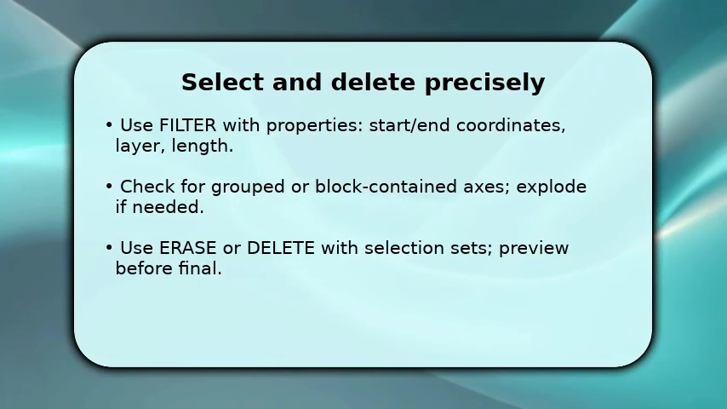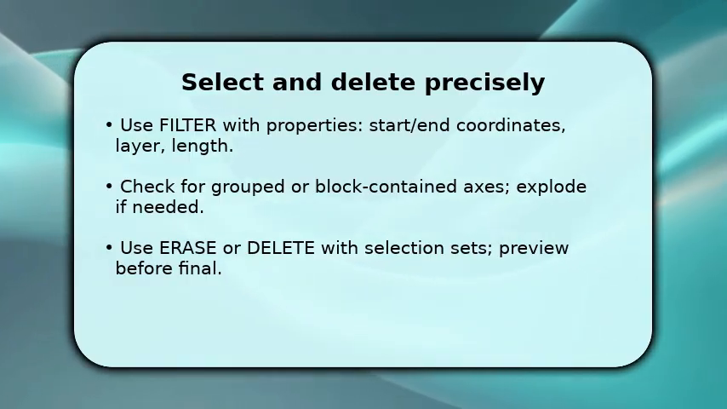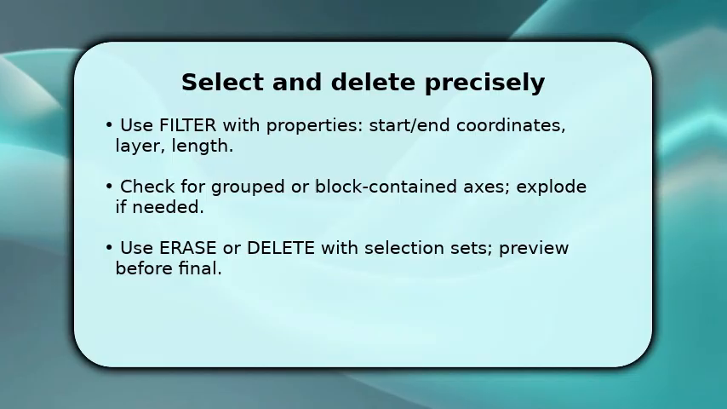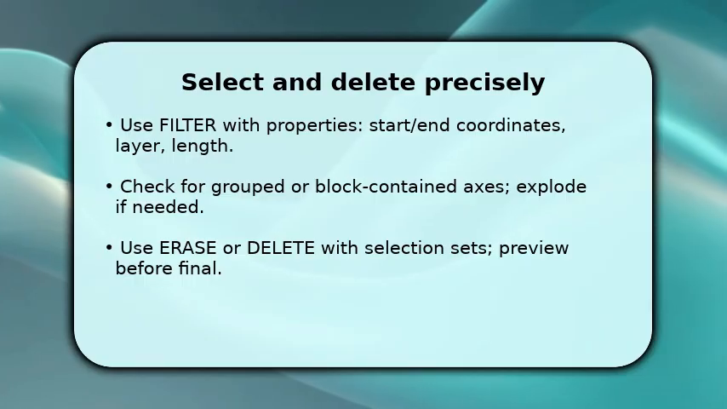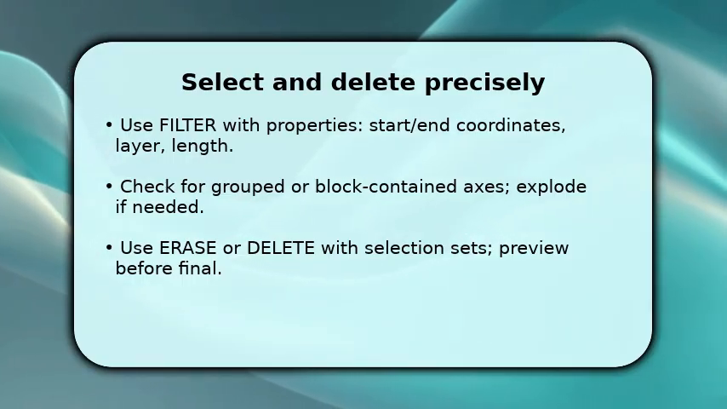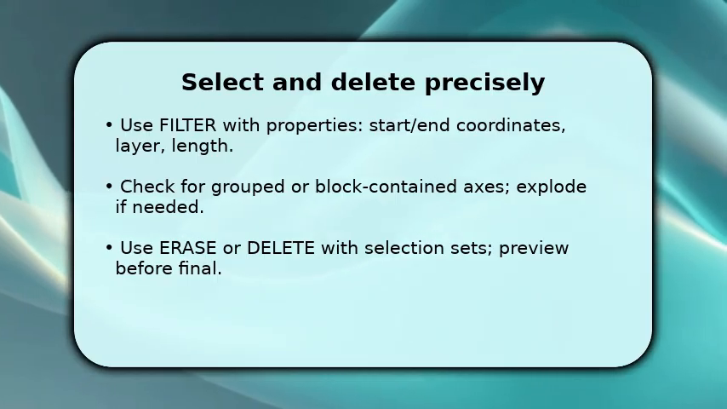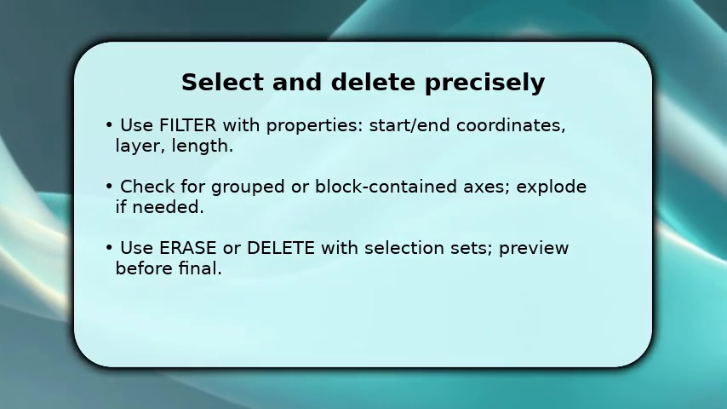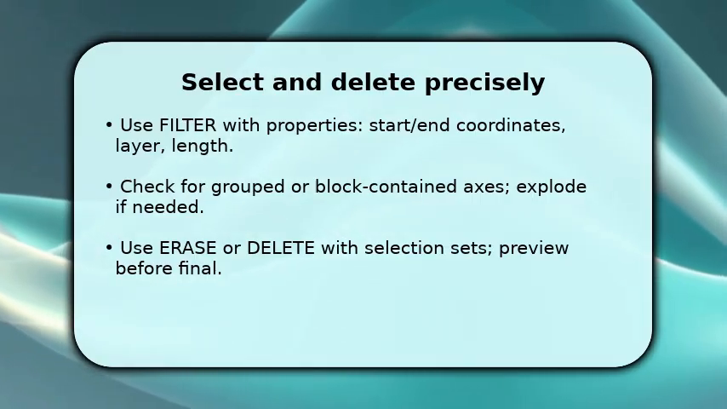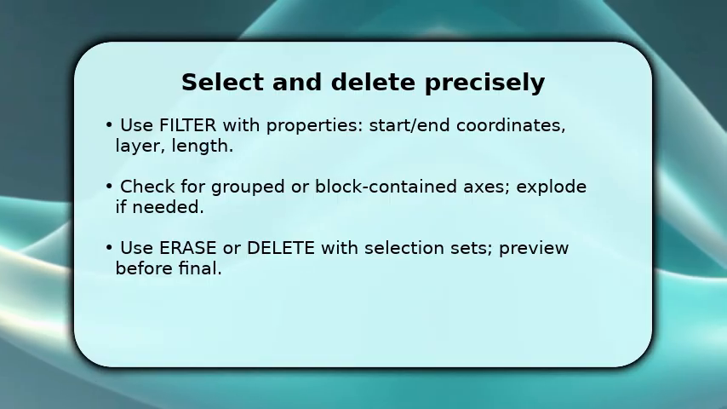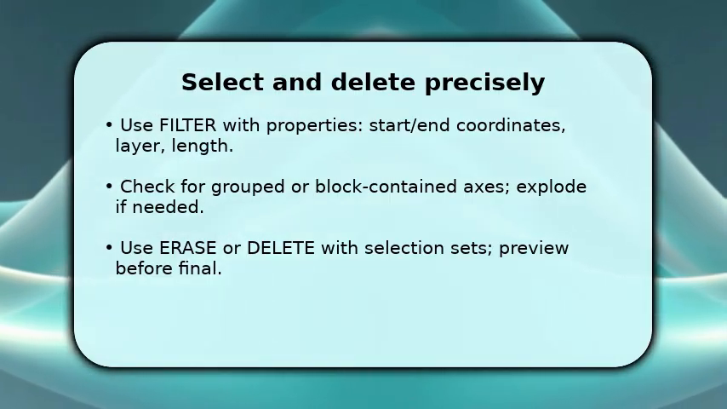Now you perform the precise deletion. Use Filter to build a selection set. Specify start or end X equals 0 or Y equals 0, layer name, and approximate length to exclude unrelated parts. If axes are inside blocks, use Bedit or Blockedit to edit or explode carefully after making a backup. Once the selection set is correct, use Erase and inspect the model for leftover short segments. Make sure to run Purge and Overkill to tidy duplicates after deletion to keep the drawing clean.